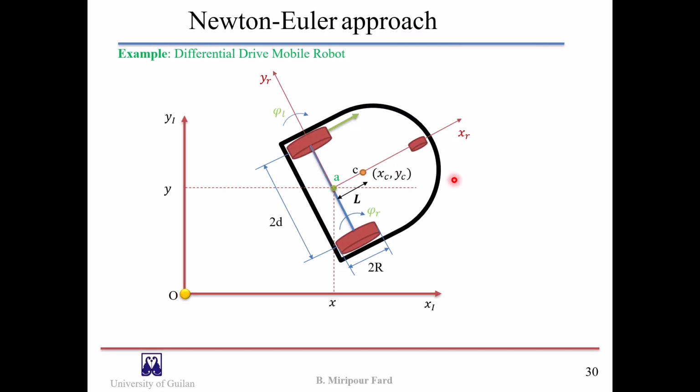We consider the center of mass of the robot at point C, and XC and YC represent the location of the center of mass with respect to the body frame. The distance of the center of mass from point A is equal to L, and the radius of the wheels is equal to R, and the distance between the two wheels is equal to 2D.